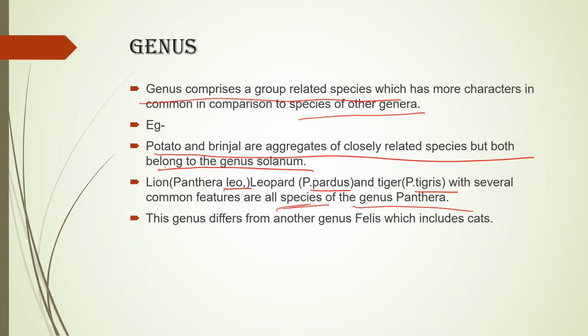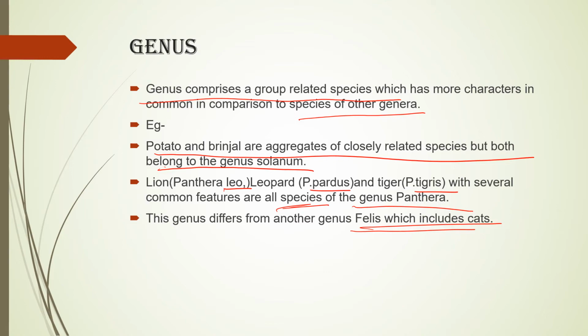Now another example is there. We can say that Felis is a group which includes the cats. This is also another genus, which differs from another genus. This genus differs from a different genus. So they are all differing at the genus level. The previous one was species and this was the genus.